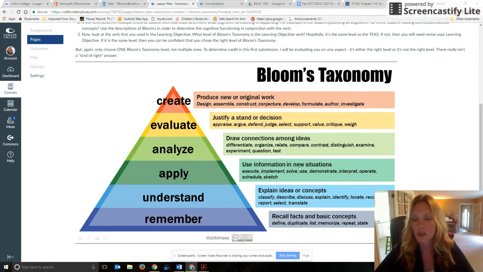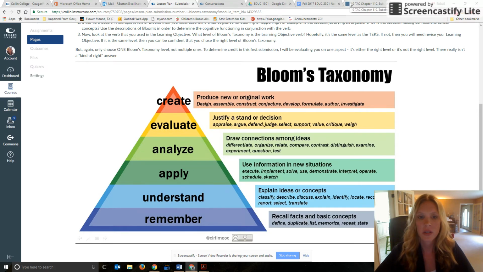Are they using information in new situations? No. We're not asking them to draw connections among ideas. We're not saying how does this story compare to another, or justify your position. So in this case, the summarizing of those plot elements would be in this level, understand, because they just have to be able to comprehend what they've read and then summarize it back. That would be an example of a TEK that's in one of these lower levels.